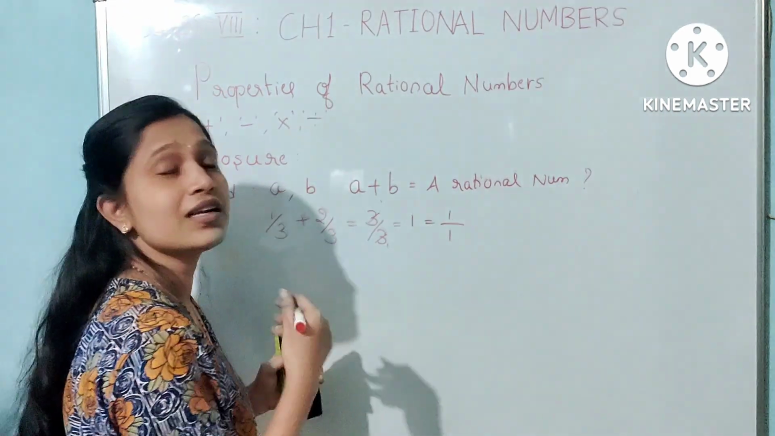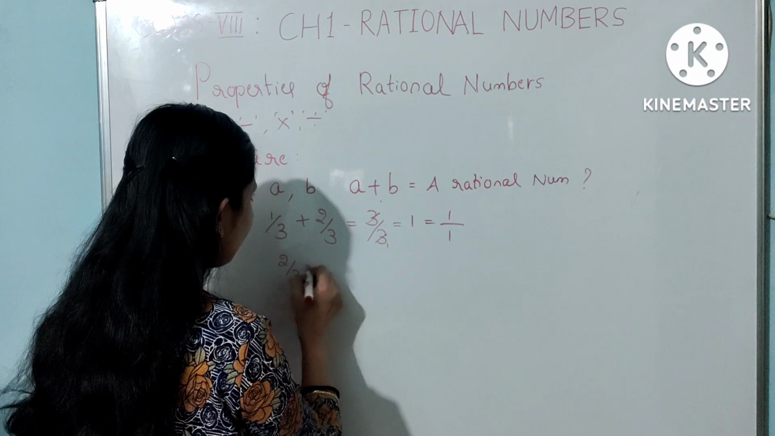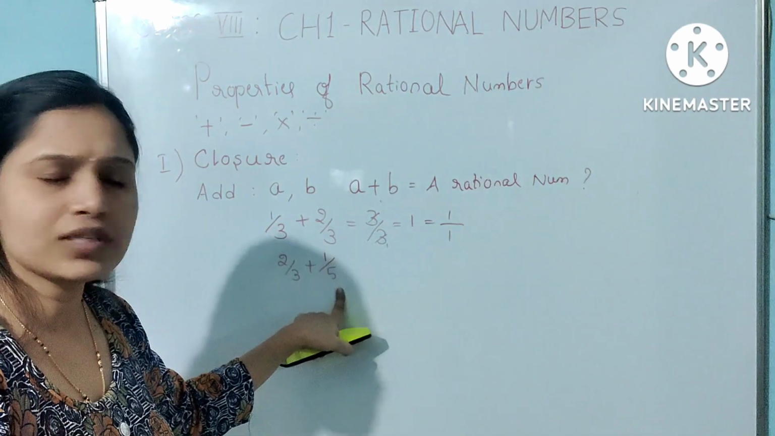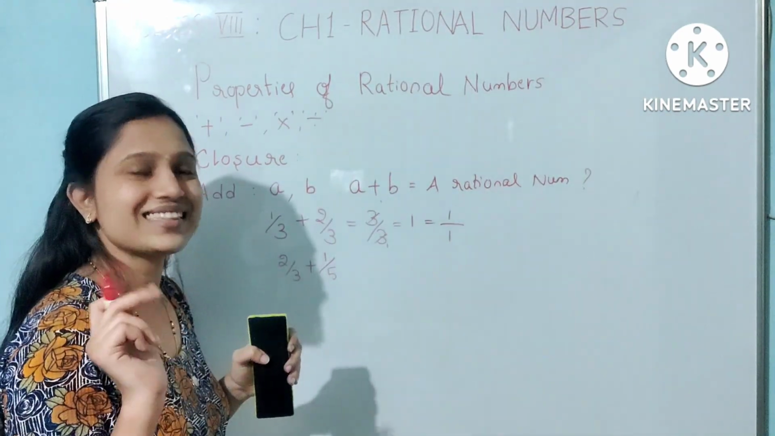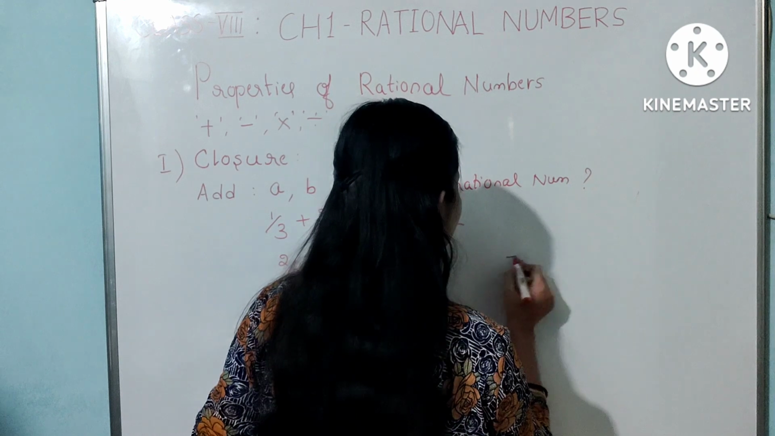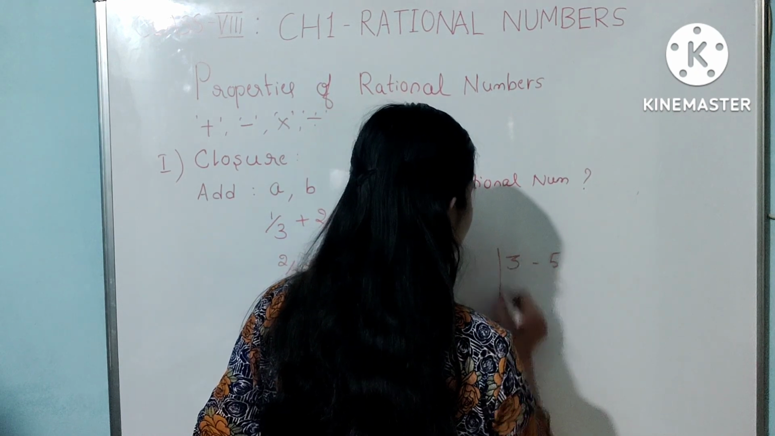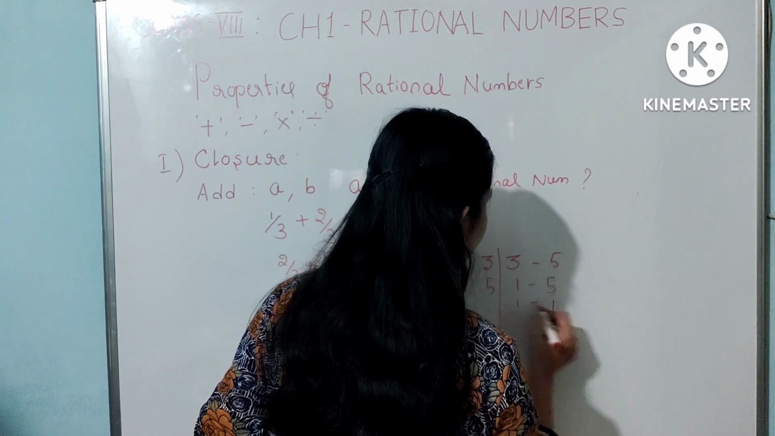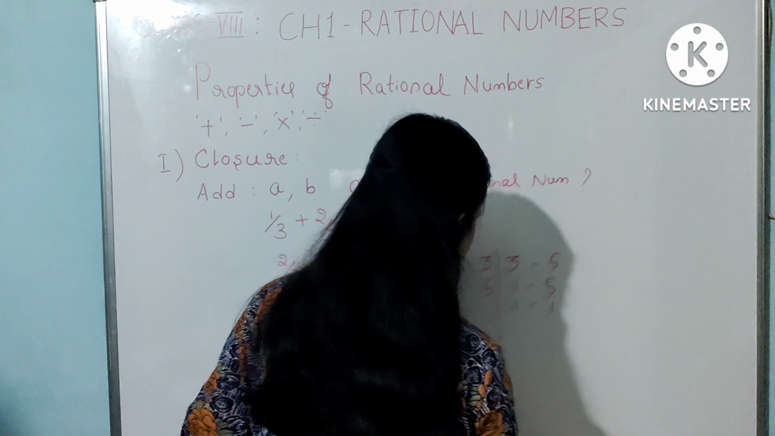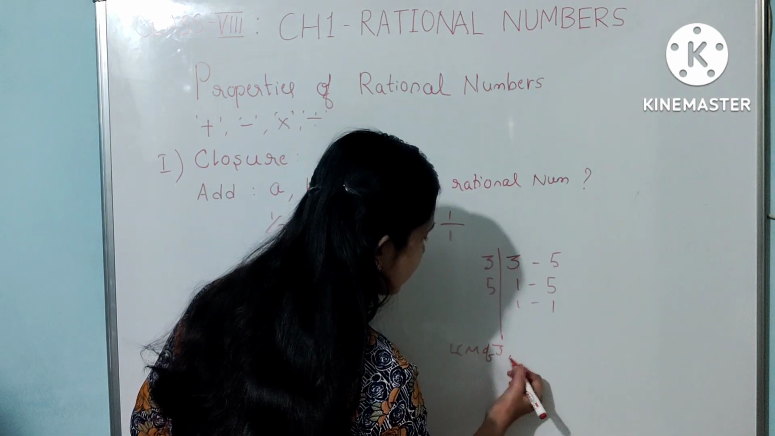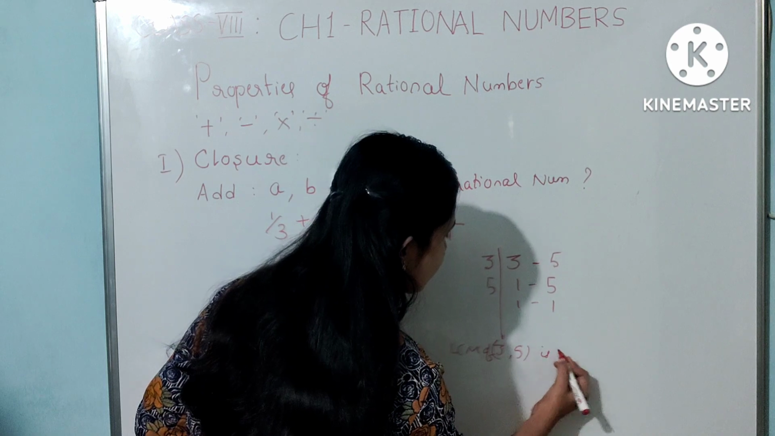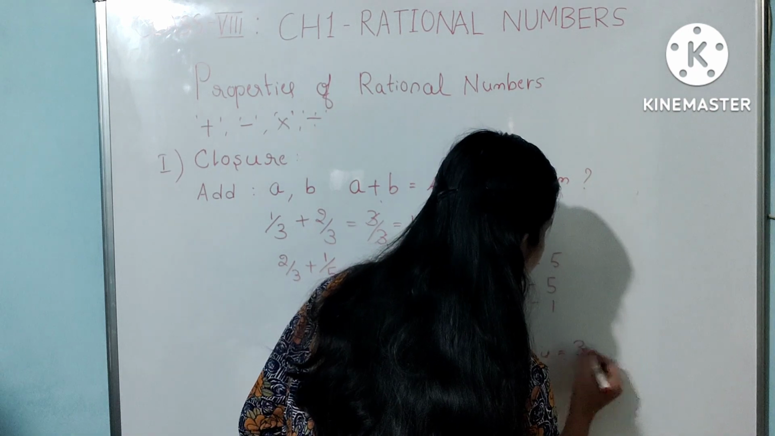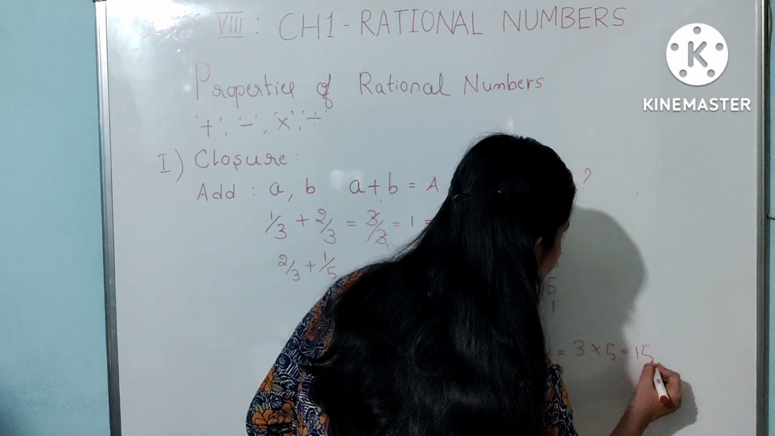Let us take another example. 2 by 3 plus 1 by 5. The denominator values are different. So what do we have to do? Correct. I think you are recalling LCM. So 3 and 5, we have to take the LCM of 3 and 5. So what is the value? 15. Correct? LCM of 3 comma 5 is 15, right?